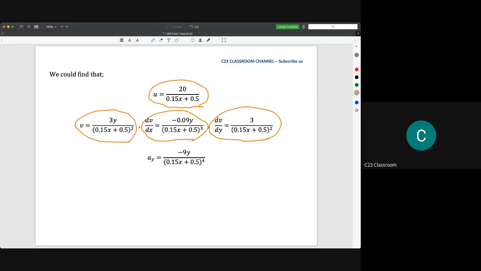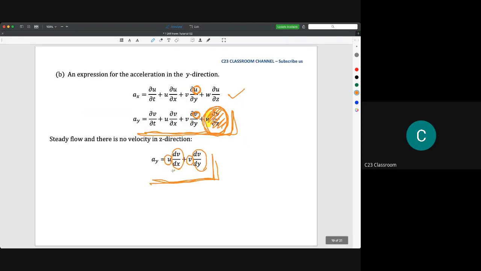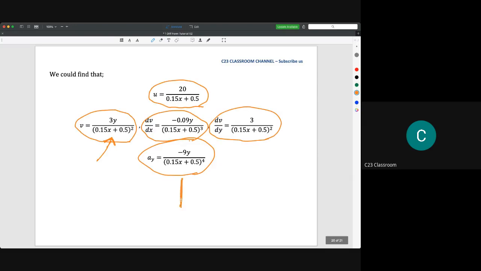You could assume that this term, the bottom one, is equal to a, or equal to b, and then do the differential process. Then we could calculate the acceleration by substituting all the parameters here. Finally, you could get the acceleration at y, which can be expressed as minus 9y over (0.15x plus 0.5) to the power of 4.